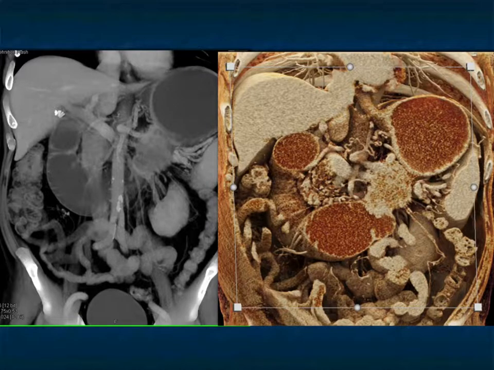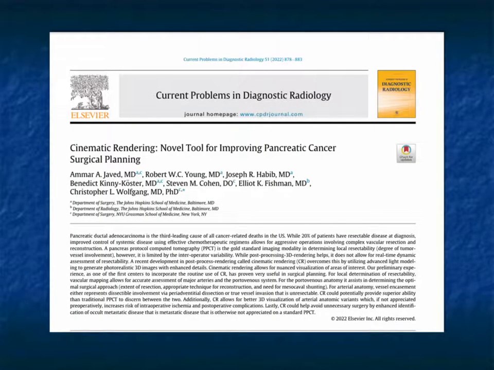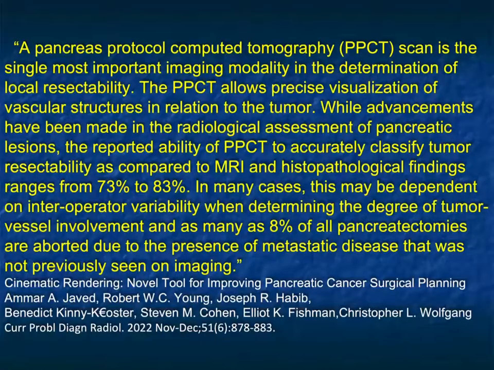You can see the red fluid within the stomach and duodenum and the solid tumor invading and obstructing the duodenum from the primary carcinoma of the tail of the pancreas. So again, looking at the volumes become very, very critical. We published an article, this is by Amar Javad as the first author, talking about cinematic rendering as a tool for improving pancreatic cancer surgical planning.